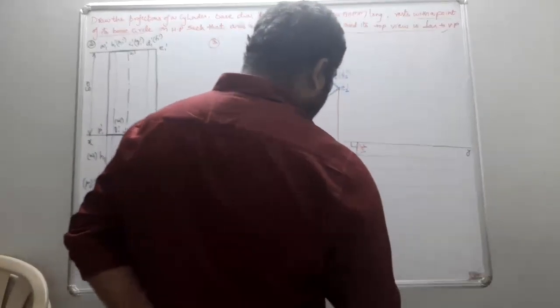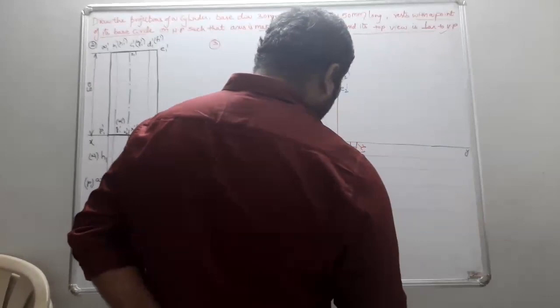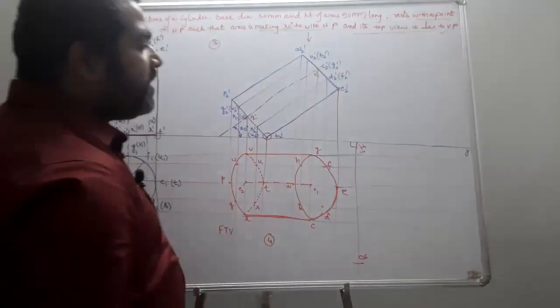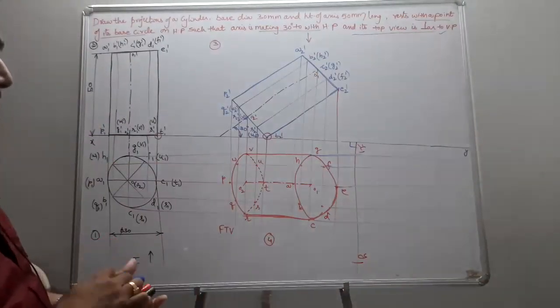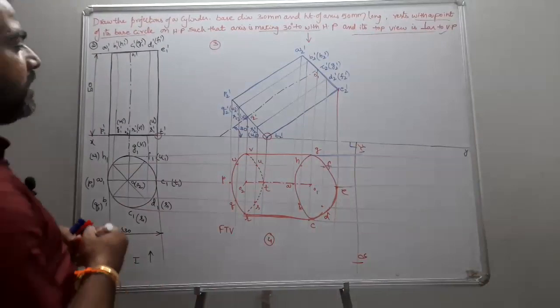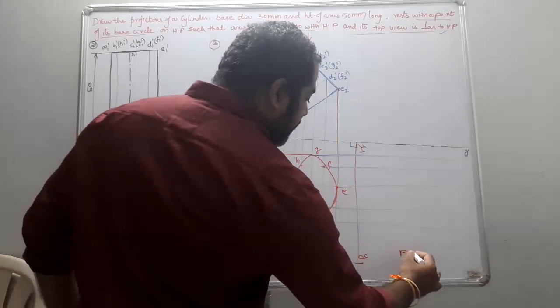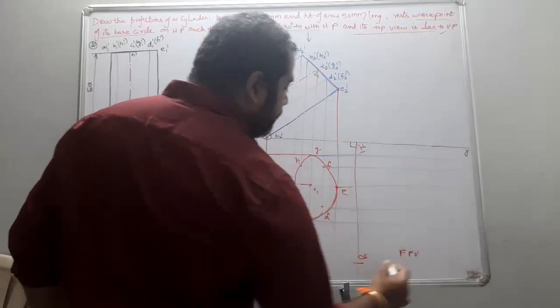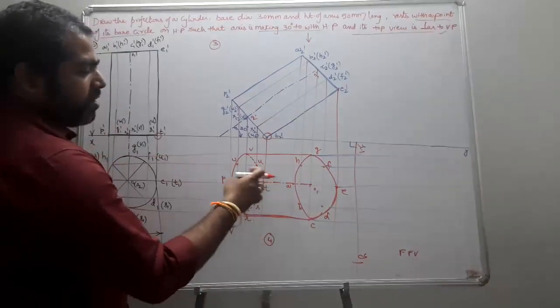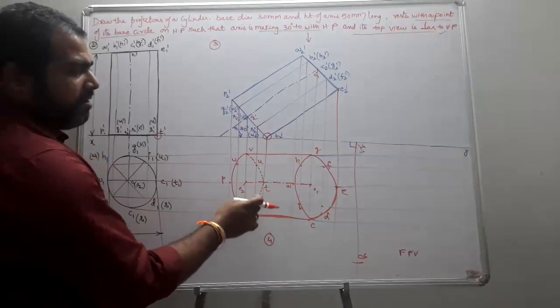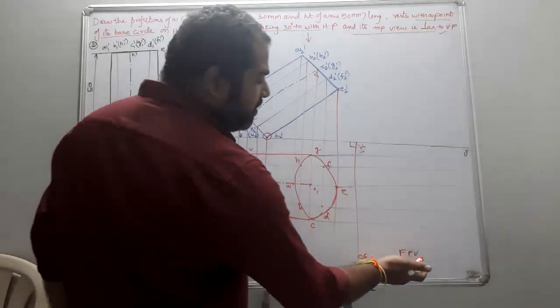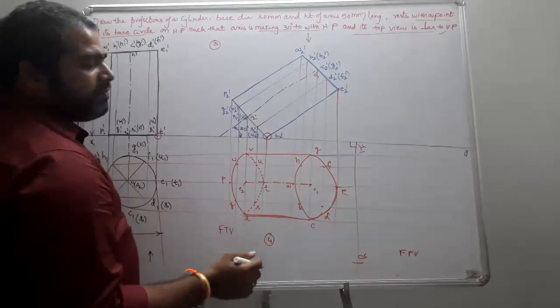I just extend these projectors. Now I just place it from the new reference line. I just require my final front view. Why? Because the fourth step is already in top view position. It becomes my final top view. My requirement is the final front view. How can you obtain my final front view?